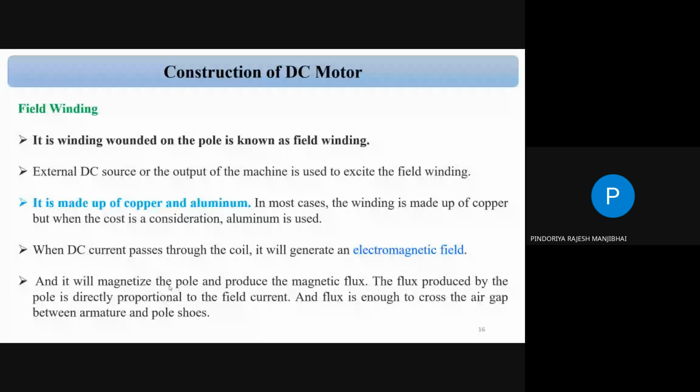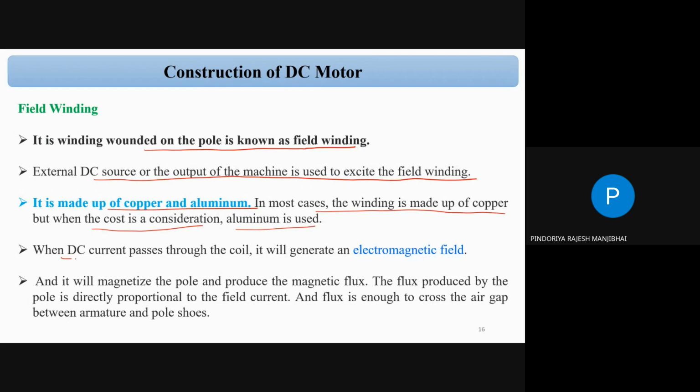Field winding. It is the winding wound on the pole, which is known as the field winding. An external DC source or the output of the machine is used to excite the field winding. It is made of copper or aluminum, but 99% is copper. In most cases, winding is made of copper, but when cost is considered, aluminum is used, about 1 to 2% of the time. While cost is the most important factor, we can use aluminum. Otherwise, 99% we use copper.